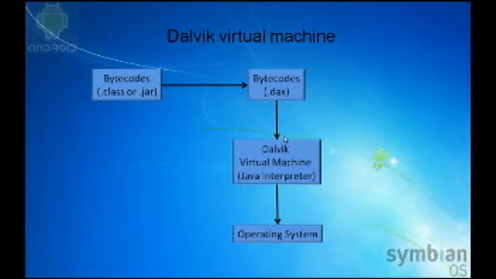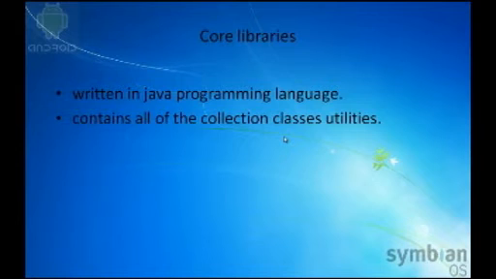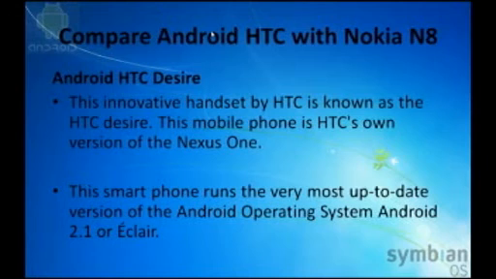The data structures are designed to be shared across processes whenever possible, and it uses a highly optimized bytecode interpreter. The end result of that is that it's possible to have multiple instances of Dalvik virtual machine running on the device at the same time, one in each of several processes. The next level from that are the core libraries. This is blue, meaning that it's written in Java programming language, and the core library contains all of the collection classes and utilities.